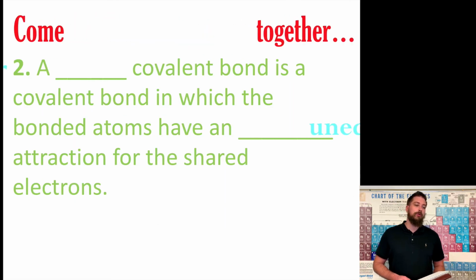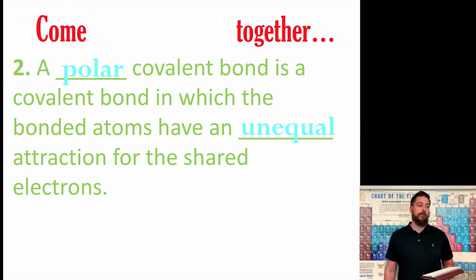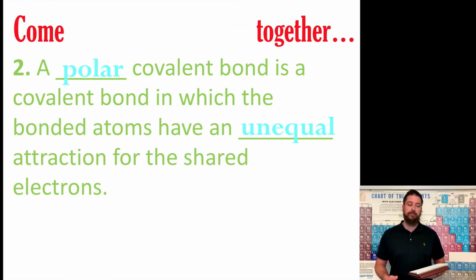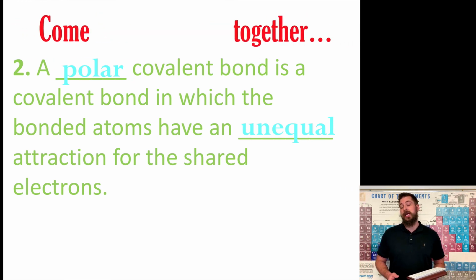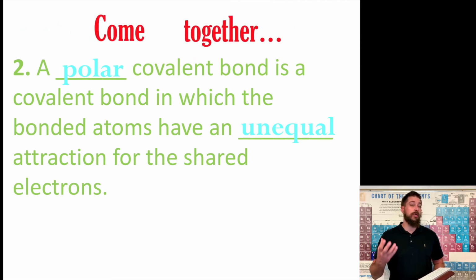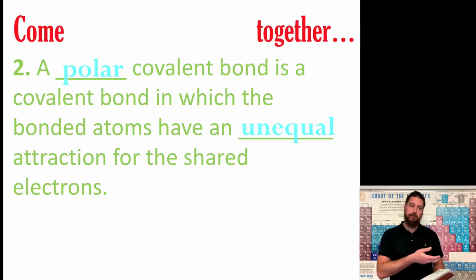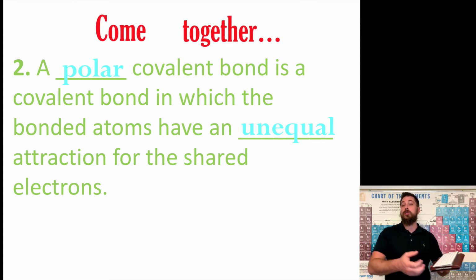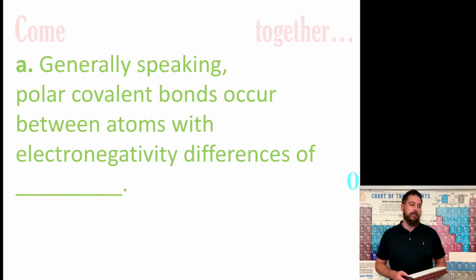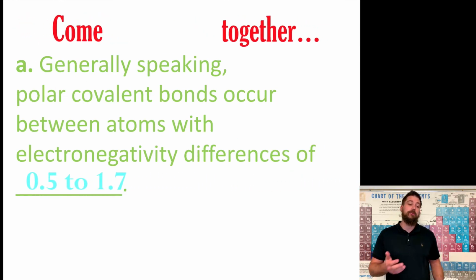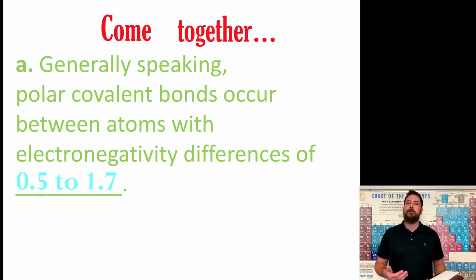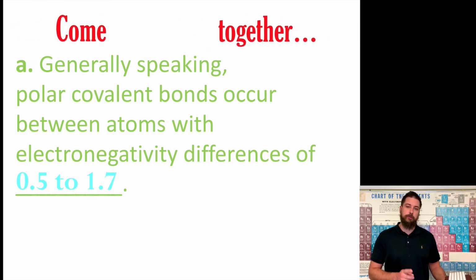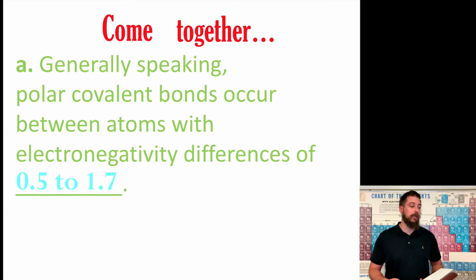Now, a polar covalent bond is a covalent bond in which the bonded atoms have an unequal attraction for the shared electrons. And so what ends up happening in a polar bond is one atom is going to be more electronegative than the other, and so it's going to pull on those electrons more. And because it pulls on those electrons more, it's going to pull those negative electrons closer to itself. Now, generally speaking, anything between 0.5 and 1.7 is going to be a polar bond. And so if you have an electronegativity difference between 0.5 and 1.7, you're going to make a polar bond.